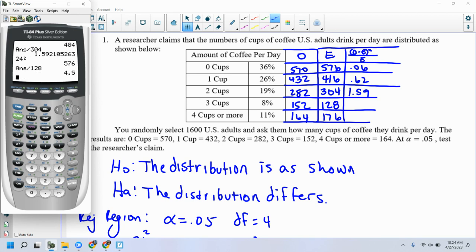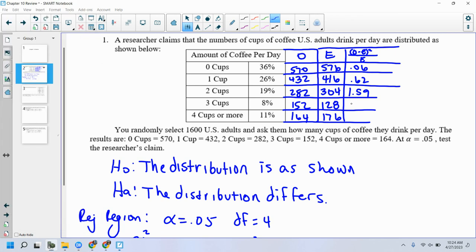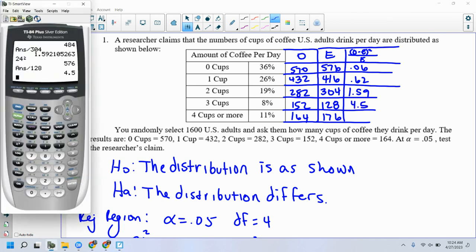Starting to get bigger. 4.5. We're going to have to reject this, aren't we? It's getting closer. It all depends on this last one. We got 12 squared. But you will be good. You think?